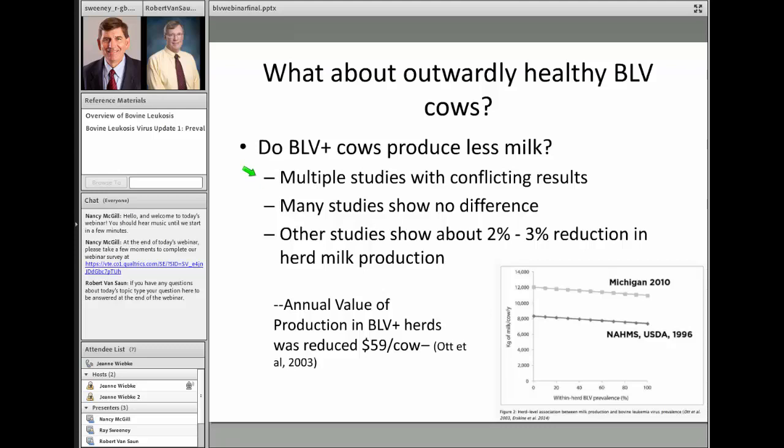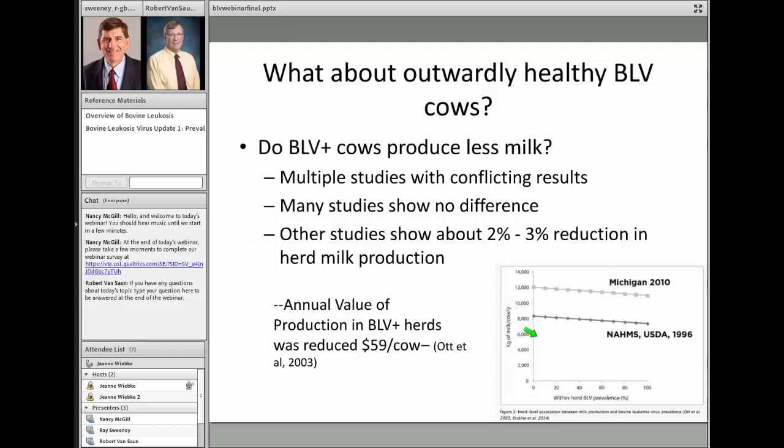There have been multiple studies. Many studies have shown that there's no difference in milk production between healthy but BLV positive cows versus their uninfected herd mates. Many studies have showed this. There have been a couple of other studies that have showed a minor reduction, about 2 to 3% reduction in milk production in herds that have cows with BLV.